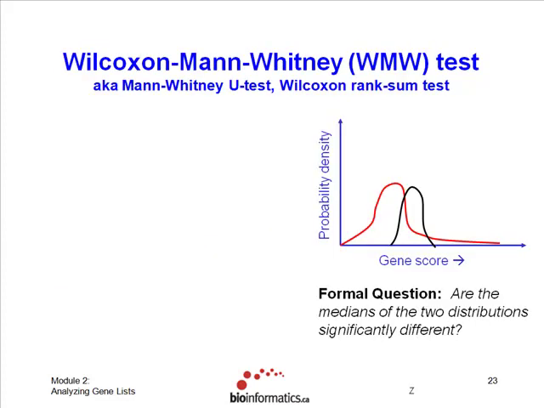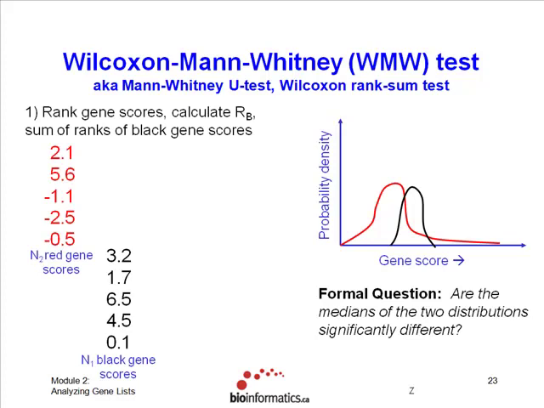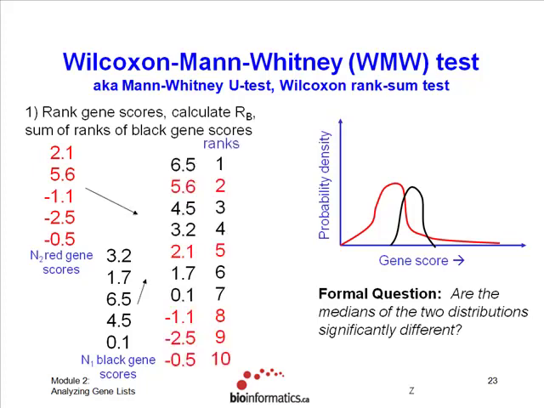Okay, so what is this famous WMW, Mann-Whitney U, Wilcoxon, Mann-Whitney, Wilcoxon rank sum test? And then the question is, as I said already, are the means of these two distributions significantly different? And it's really easy to calculate this stuff. You take your gene scores, and you sort them, in this case, from highest to lowest, right? And then once you've done that sort, you can translate the gene score into rank.